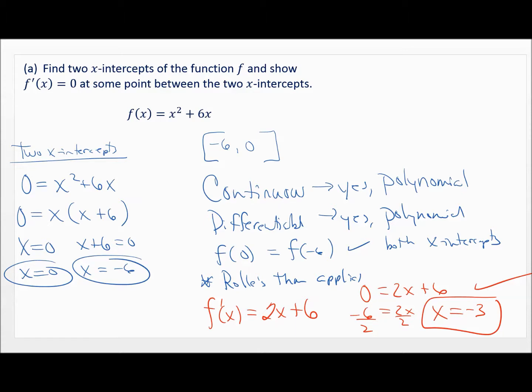Okay, so find two x-intercepts of the function and show f prime of x equals 0 at some point between the two x-intercepts. Notice it didn't actually ask for what point. It just says show at some point. So when we said Rolle's theorem applies, then we showed at some point it's true. We actually found the point. So I think we kind of went above and beyond on this question.